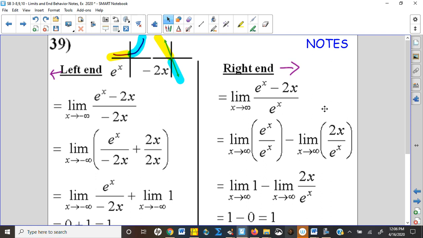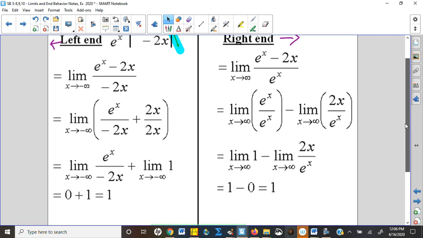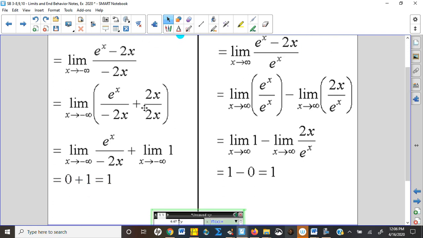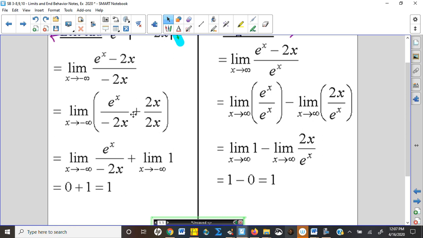So here's how the algebra works once you determine what you think the end behavior model is going to be. You're always going to split the fraction, okay? And then you're always going to split the limit.